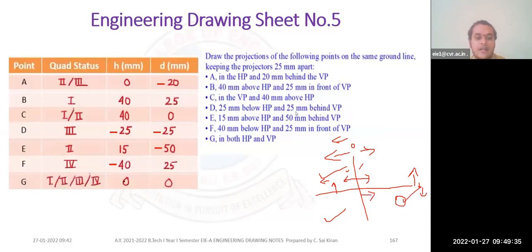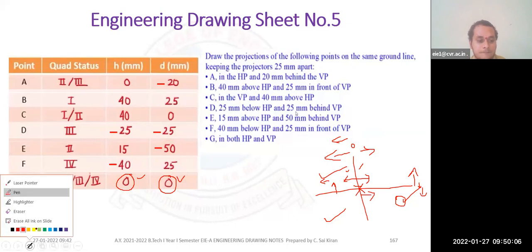And next, whenever H is 0, you have to see the other distance D. If D is also 0, then it lies in the first, second, third, and fourth quadrants. Whenever you see 0 in either H or D, more than one is possible. Whenever both H and D are 0, it lies in first, second, third, and fourth. So this you have to remember.